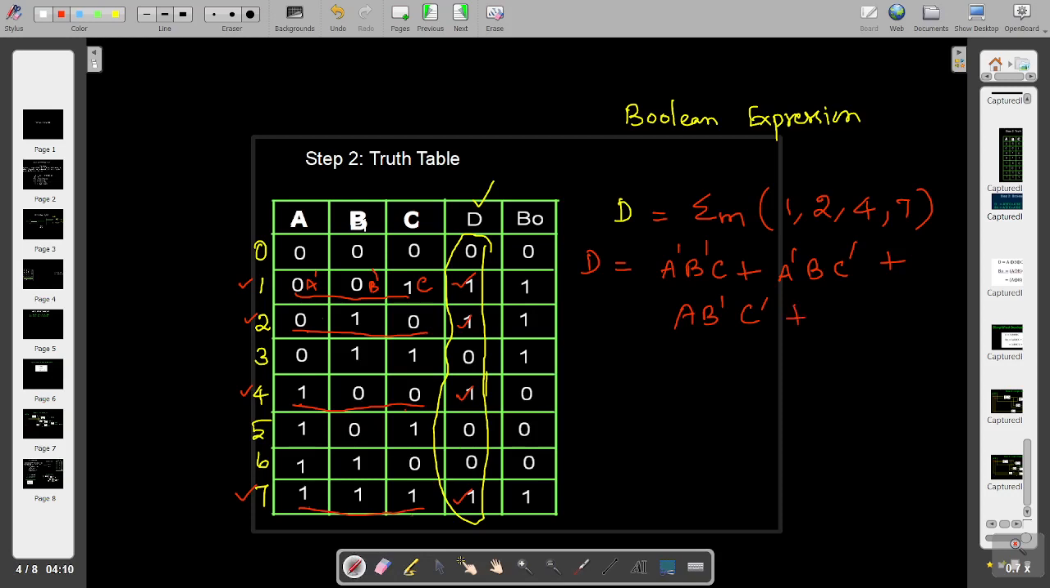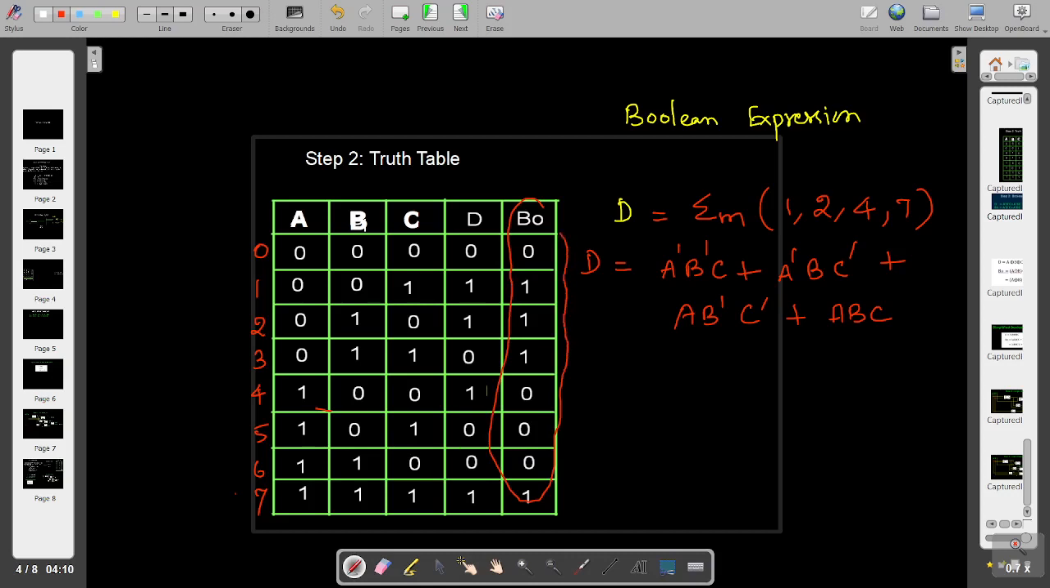For 7 it is 1 1 1. So you write it as A, B, C. This is how we write the expressions for this difference output. The next step is to write the Boolean expression for B naught. So for that we have to check with this particular column. So in that column we have ones here. This one corresponds to 1, then this one for 2, this one for 3, and this one for 7.